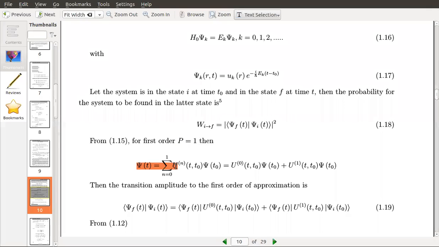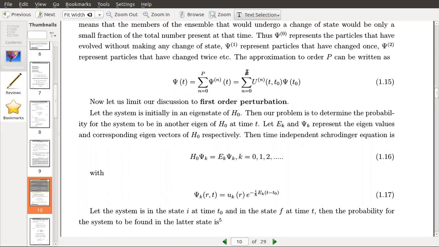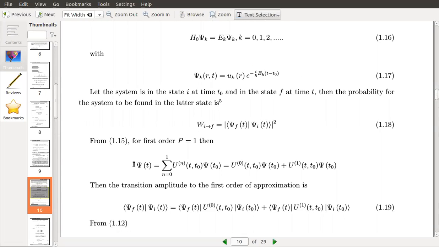So psi of t, from that equation 15, put P equal to 1. First we limited infinity to a finite number of time intervals, and now the number of time intervals is put to 1. So psi of t equals the sum over n from 0 to 1 of U_n(t, t0) psi of t0. Now n starts from 0, so first you put n equal to 0, then plus n equal to 1. So U0(t, t0) psi of t0 plus U1(t, t0) psi of t0.